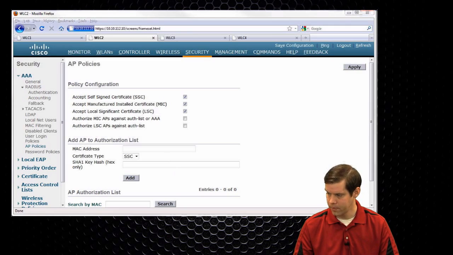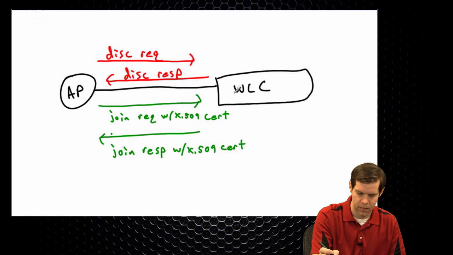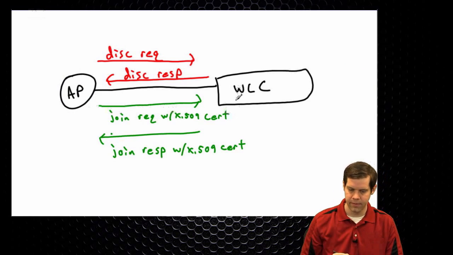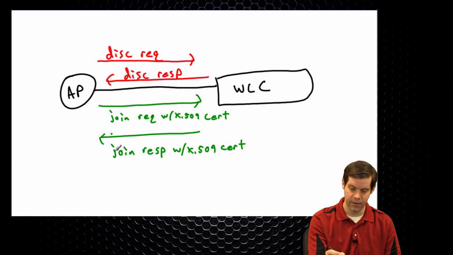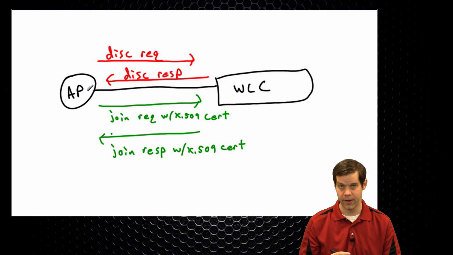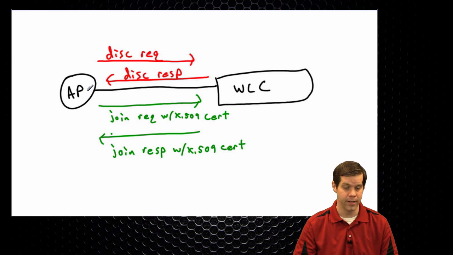Okay, so if we go back here. The AP sends a join request. The wireless LAN controller validates the cert. The wireless LAN controller, as long as the cert was validated, sends back a join response with its cert. The access point has to validate that. Once this entire process is done, now the AP has actually finally joined the wireless LAN controller.